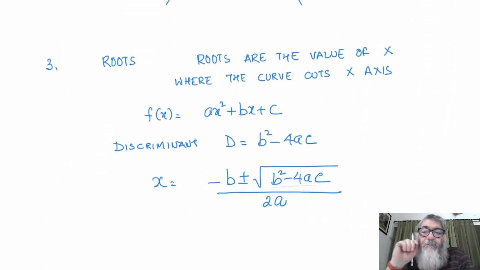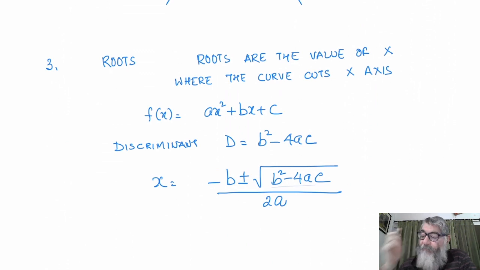So for this purpose, the nature of the roots will depend totally on the discriminant, because minus b and 2a are not going to make much of a difference, since it is plus minus outside the square root of b square minus 4ac. So the value of b square minus 4ac will decide the nature of the roots. Nature of the roots means whether they are going to be negative, positive, real, not real, or equal.